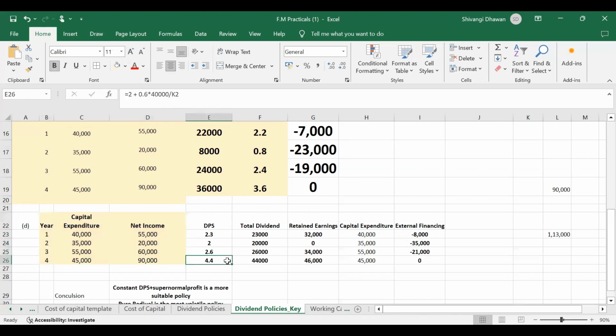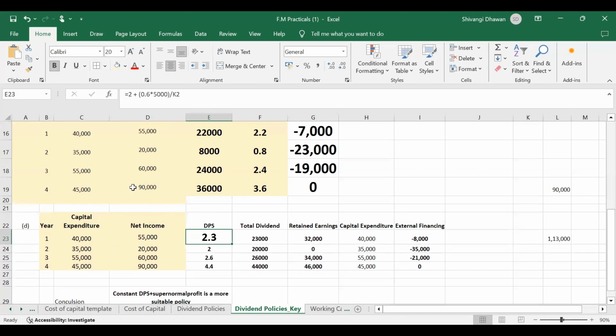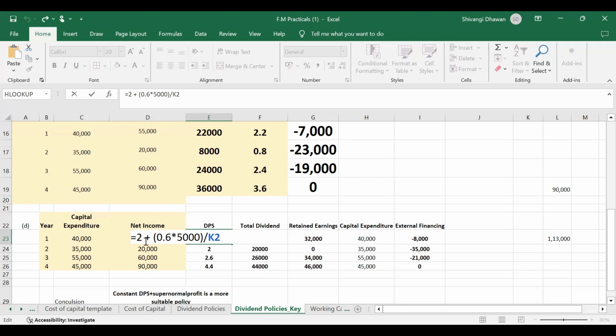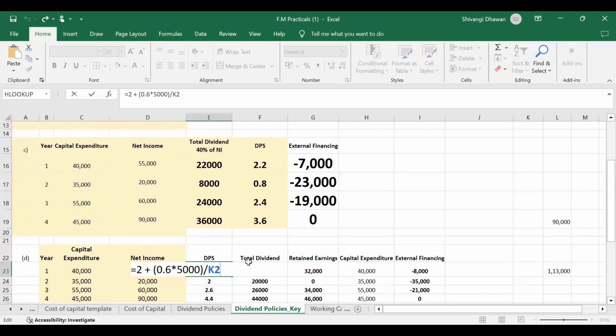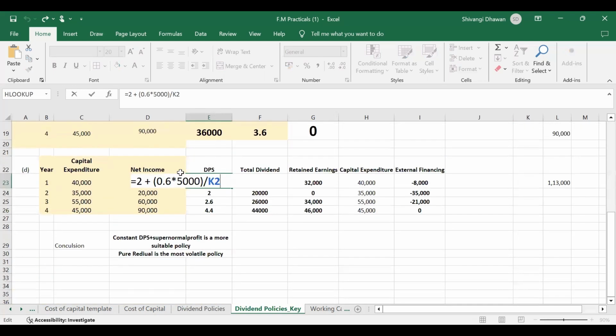So this is okay. Now, dividend per share can be calculated, very important, and we just follow the question's guidelines that is mentioned. That is, 2 rupees per share is fixed, plus 60% of the supernormal earnings. Okay, and if we divide that particular amount by the number of shares that we have, 10,000, we will get the per share amount here. So 2 is the constant dividend, and 60% of the supernormal earnings will give the total dividend per share. So let's do it.